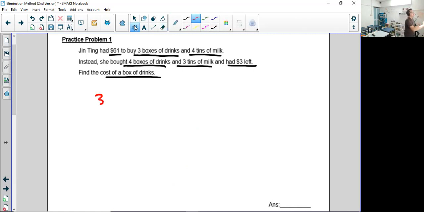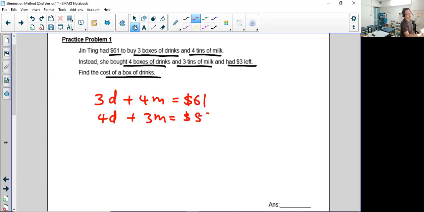So let's write again. 3 boxes of drinks and 4 tins of milk is $61. And she bought 4 boxes of drinks and 3 tins of milk. And how much is that? That will be $58, right? Because she had $63 left, so she will have spent $58. So can you find 1 box of drinks?